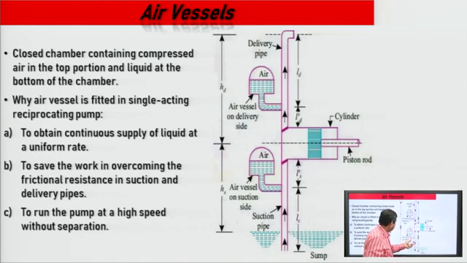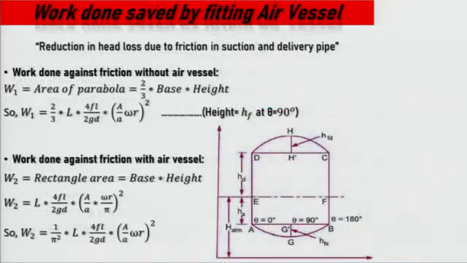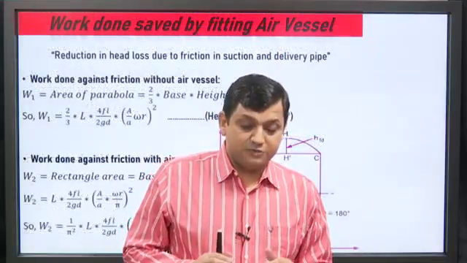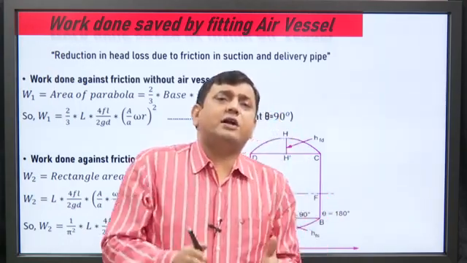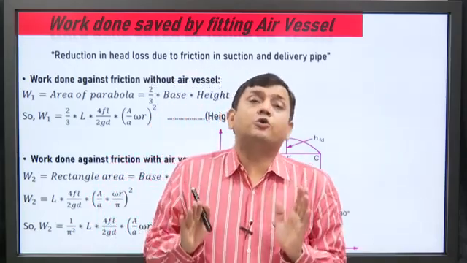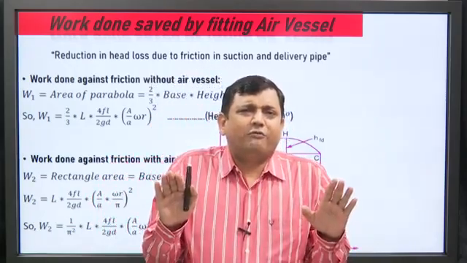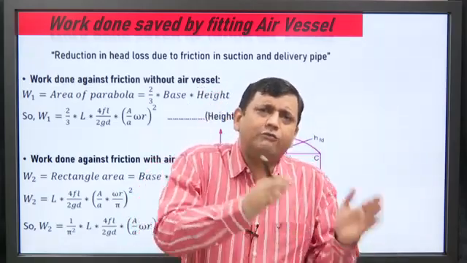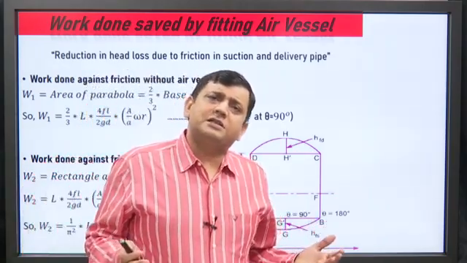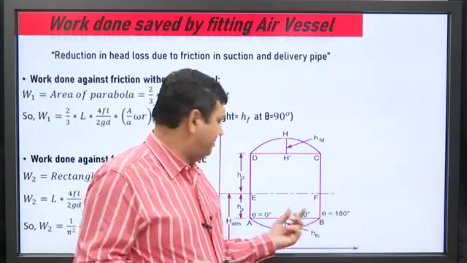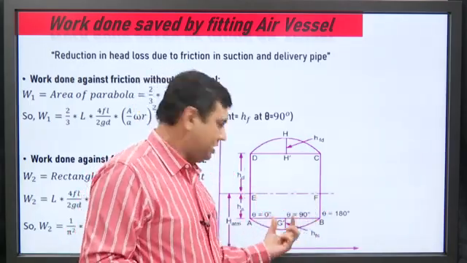The air vessel on this side is the suction side, if it is a suction pipe, and similarly on the delivery side. If we use an air vessel, we compare the work saved with and without the air vessel. We compare the work done with and the work done without. Without the air vessel, this is the ideal indicator diagram, and this is the effect of the friction.